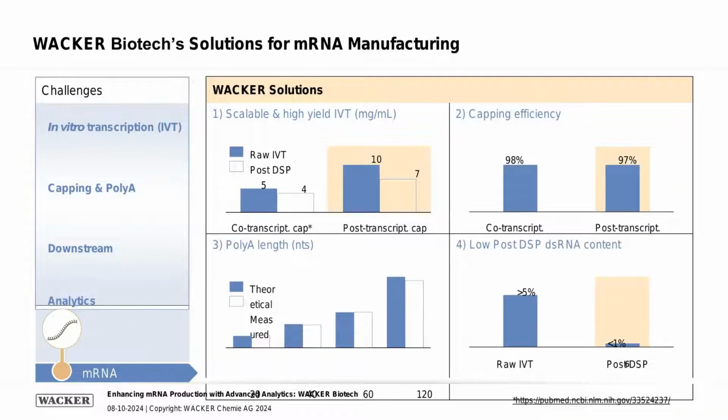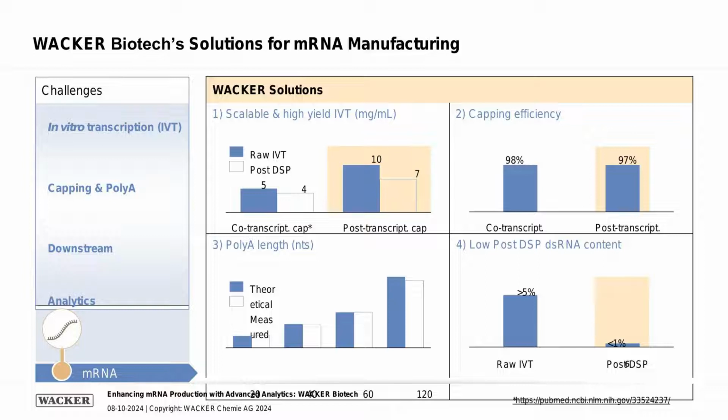All right, what are the solutions we have for mRNA manufacturing? We are capable to achieve high yields during IVT reaction, usually in a process that involves post-transcriptional capping. This is also what we suggest to our customers. Sorry, somehow the numbers are a bit off here.